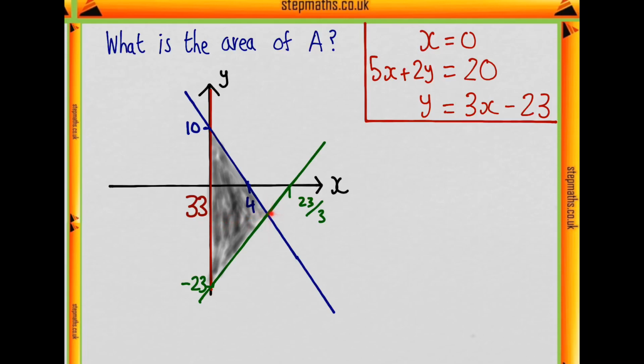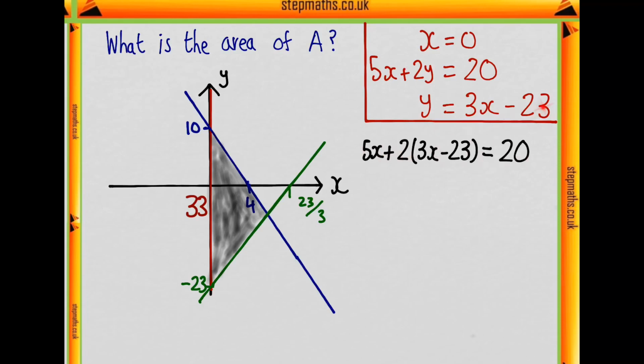But the thing is, we don't know this coordinate. What we need is the x coordinate of this point. And then we have the base and the height, and we can work out the area. So how do we do that? Well, we know it's the intersection of the green and blue lines. And we want to find the x coordinate, so preferably we want an equation in x. So if we take this expression for y and put it in here and do a bit of rearrangement, we should find x. So indeed, that's what we do.